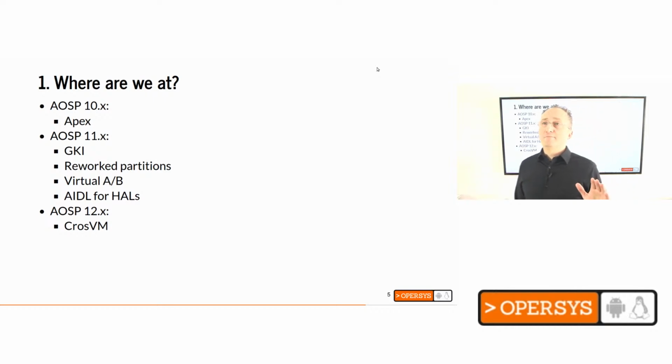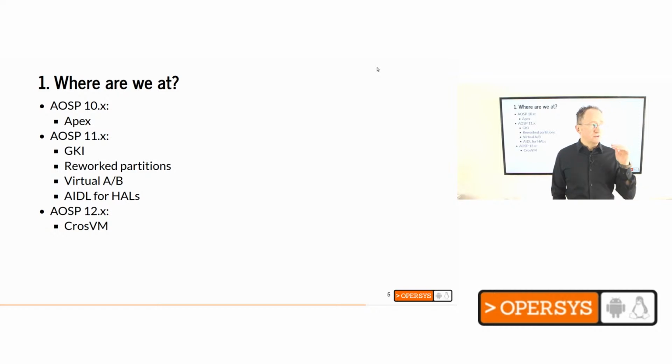Okay, so just where we're at in terms of a snapshot. In 10, the big thing that came out of there is Apex, on which Google has doubled down and continues adding stuff from version to version. So assume that there's going to be more and more Apex. At least personally, I'm assuming a lot of Apex stuff is going to continue to find its way into the AOSP.